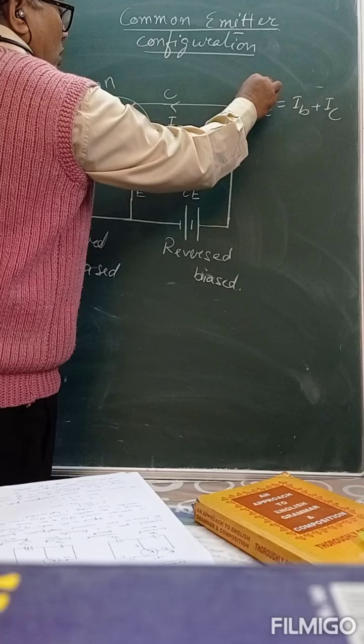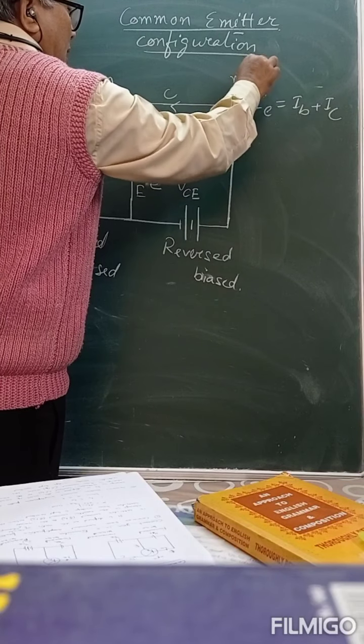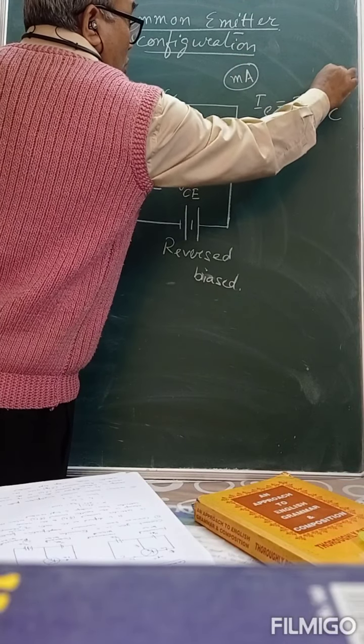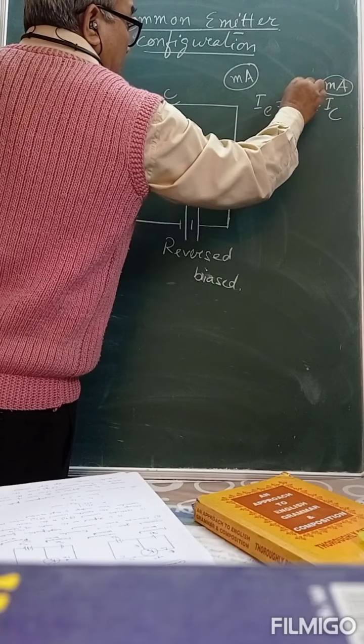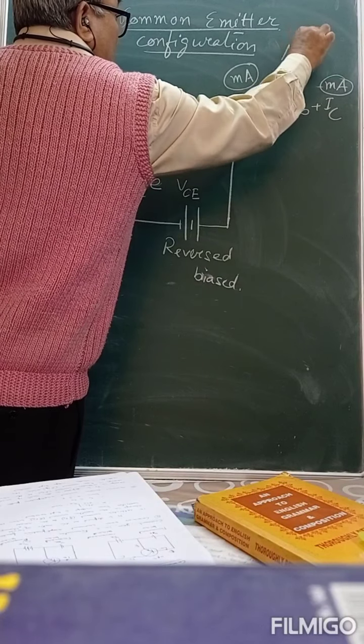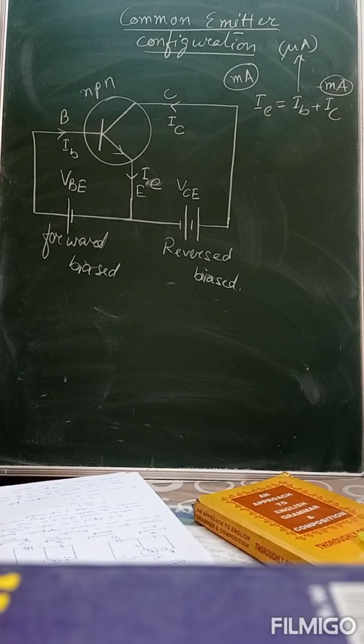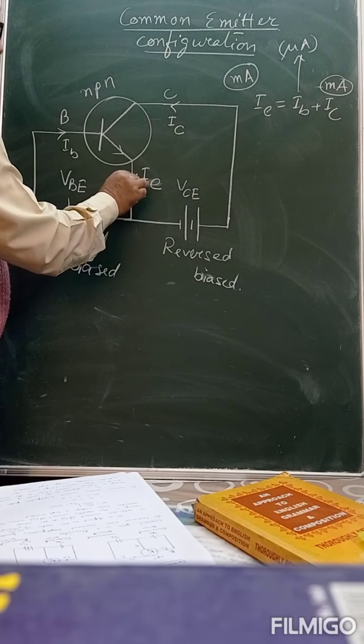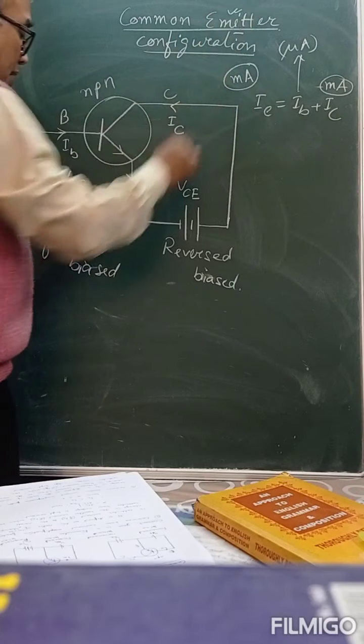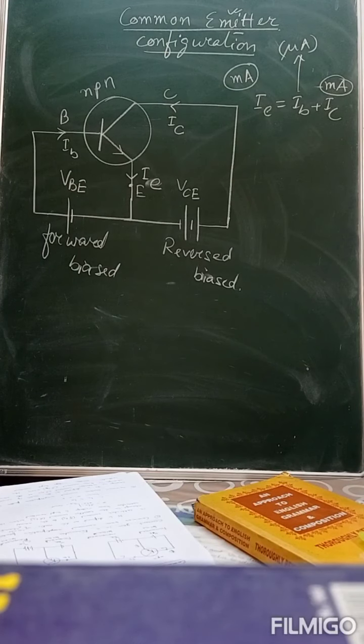Now, if this current is of the order of milliampere, this current is also of the order of milliampere, and this current is of the order of microampere. Emitter current and collector current will be in milliampere, and base current will be in microampere. So here emitter is common. Yes or no? Here emitter is common.